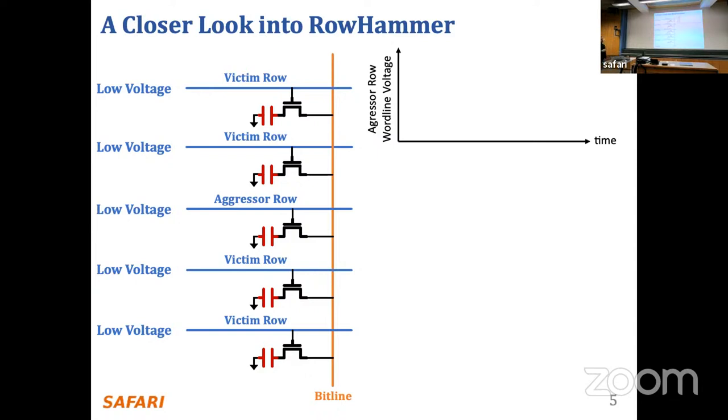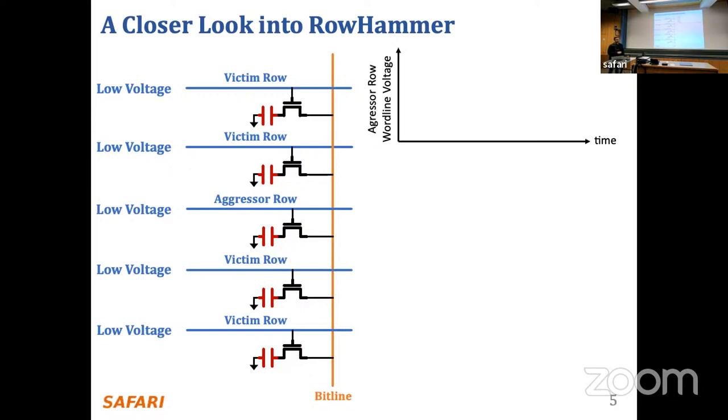I'll explain the same thing again in a different way here. We will go a little bit low level to talk about voltage levels. We have this DRAM array, and let's say all these blue lines are different rows. We have the aggressor row in the middle, and on top and on the bottom, we have different victim rows. Initially, everything is driven by the low voltage.